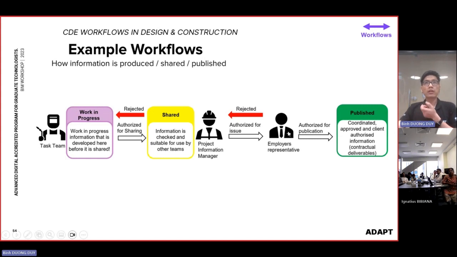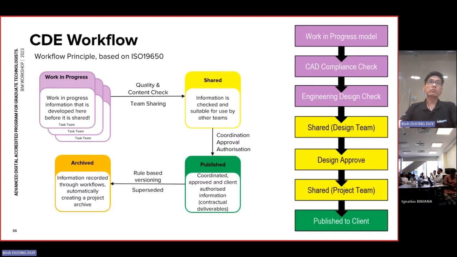And of course, they do a second layer of checking. If it is good, they will record that this is official information. It could be official for coordination, official for approval, or official for authorized information like contractual. So this is one sample workflow of how the CDE will be set up.